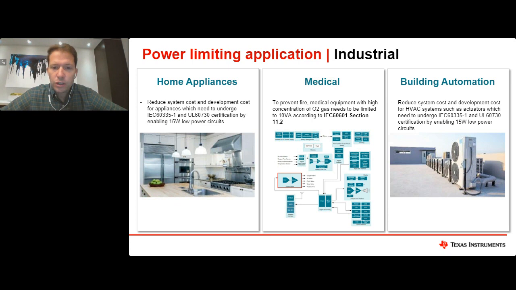And we won't touch on this in the slides, but it kind of is the same application as the home appliances, but with building automation for different actuators or different systems, which also need to undergo this IEC and UL testing. By enabling 15-watt low power circuits, you can also reduce system costs and development costs.